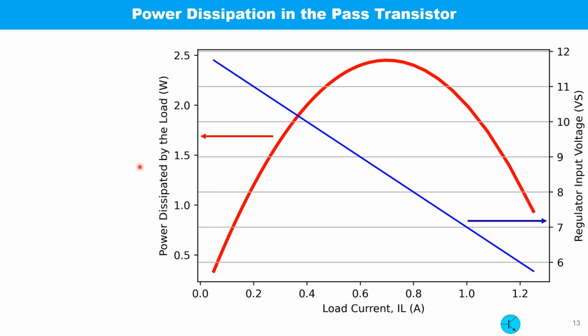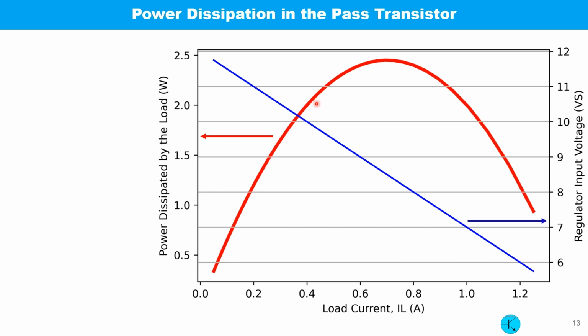Considering the internal resistance to be 5 ohm and the regulated output voltage to be 5 volt, a plot is done using the equations of the previous slides. The blue line represents the regulator input voltage. You can see as the load current increases, the input voltage decreases due to the drop in the internal resistance. For a load current of 1.2 amp, the input voltage is around 6 volt. Beyond that, we cannot draw any more current, otherwise the circuit will lose regulation.